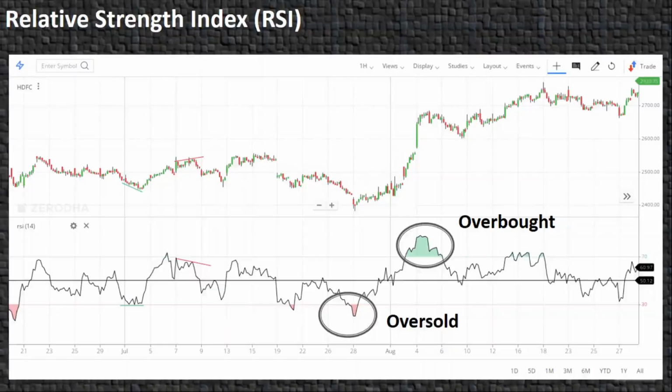The Relative Strength Index, or RSI, is a momentum indicator used in technical analysis. The RSI is displayed as an oscillator, that is a line graph that moves between two extremes, and it can have a reading from 0 to 100. A stock is usually considered overbought when the RSI is above 70% and oversold when it is below 30%.